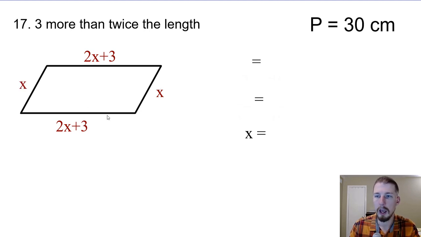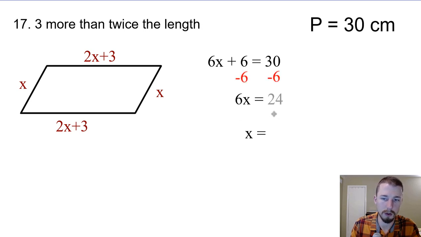Those are the same. And then they tell us overall the perimeter is 30 centimeters. So the perimeter is the distance all the way around. So I'm going to add all these together and set it equal to 30. So 2x and 2x, and then 2 more x is going to be 6x plus 6 is equal to 30. Then I subtract 6 from both sides. I get 6x is equal to 24. And then divide everything by 6, leaving me with x is equal to 4.